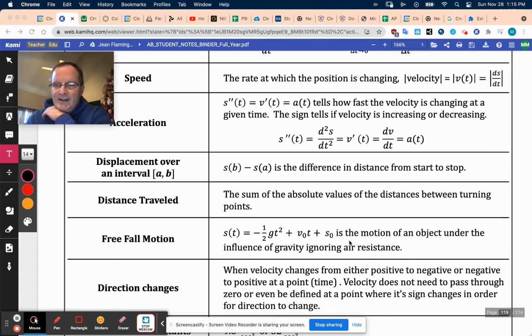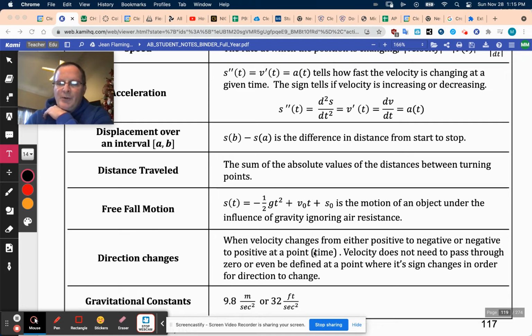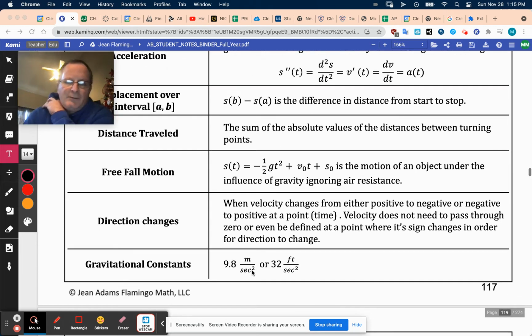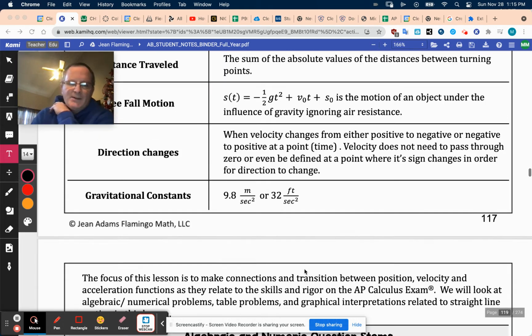Free fall is where we have the gravitational constant here. There's time, initial velocity, initial position. Directional change is when the velocity changes from negative to positive or positive to negative. And then your gravitational constants are here. All right, so here we go.